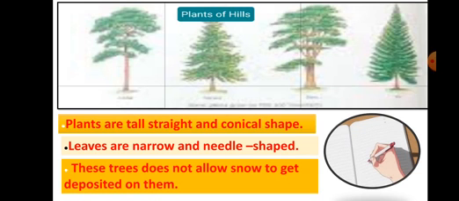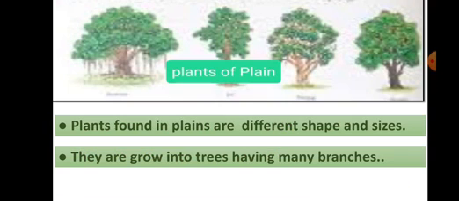Okay, and because of the conical shape of these trees, this tree does not allow snow to get deposited on them. This is the third important feature of these hilly area plants. Okay, now next, plants of plains and features. Plants found in plains are of different shapes and sizes, and second, they grow into trees having many branches.